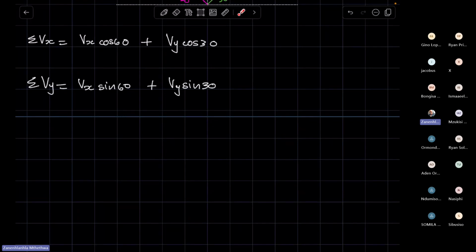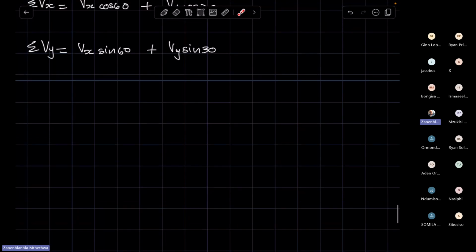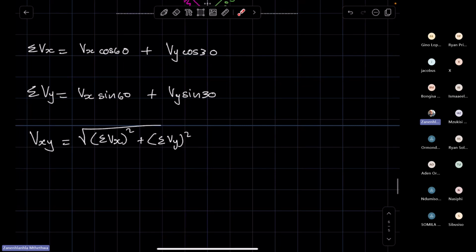right? So if you decide to leave the object and frame of reference out of your calculation, the most important thing you would then have to do is, when using Pythagoras to calculate the resultant, say vxy is equal to the square root of the sum of vx squared plus the sum of vy squared, right? This here is the most important anyway. Are we clear? Yeah, it's clear now.